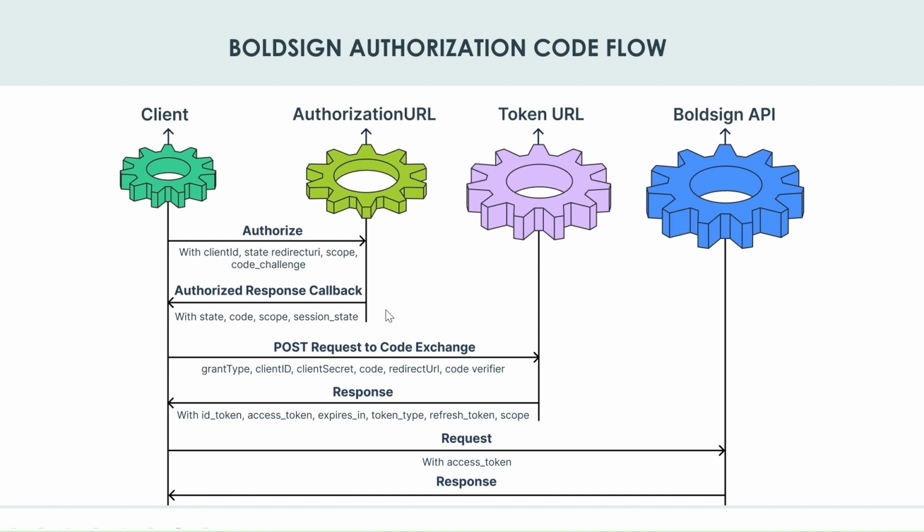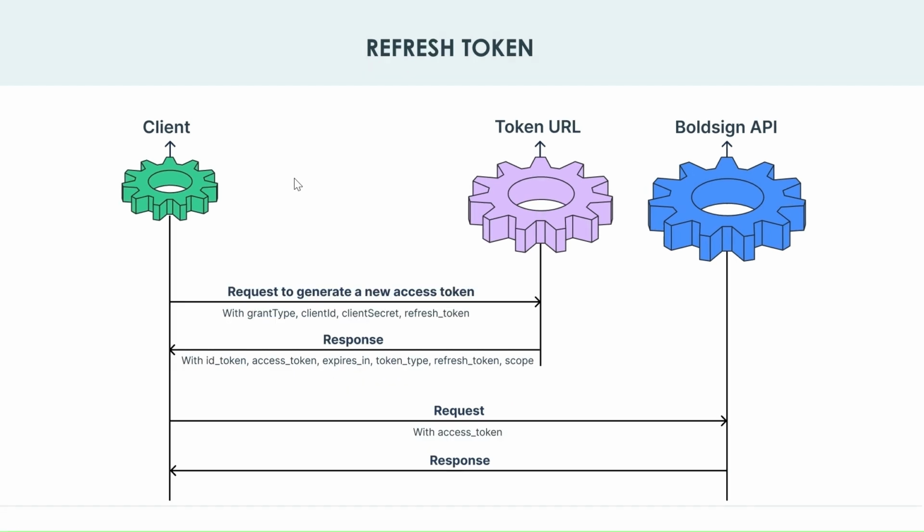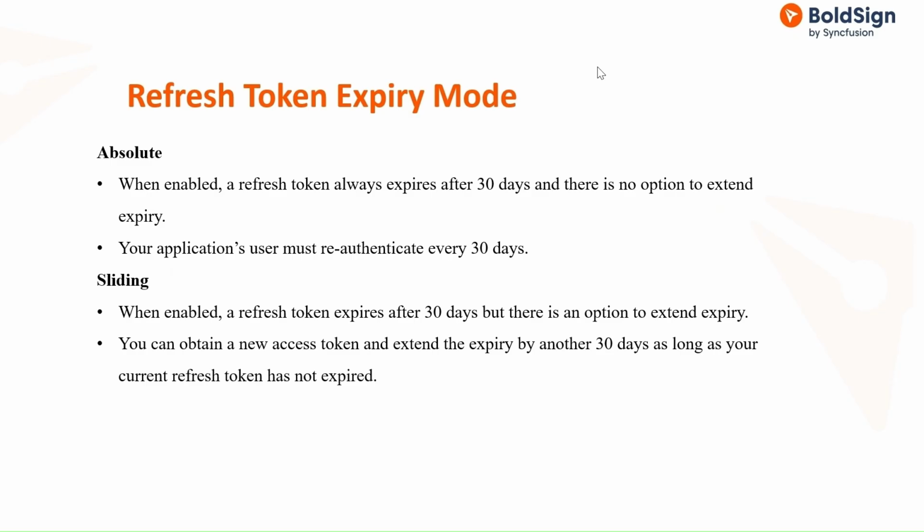Next, exchange the authorization code for access tokens by making a post request to the token URL. This will return the access token, refresh token, expiry time, and scope. Once you have the access token, you can make BoldSign API calls. If the access token expires, you can use the refresh token to get a new one by providing client credentials to the authorization server. The refresh token has two expiry modes, absolute expiry and sliding expiry.